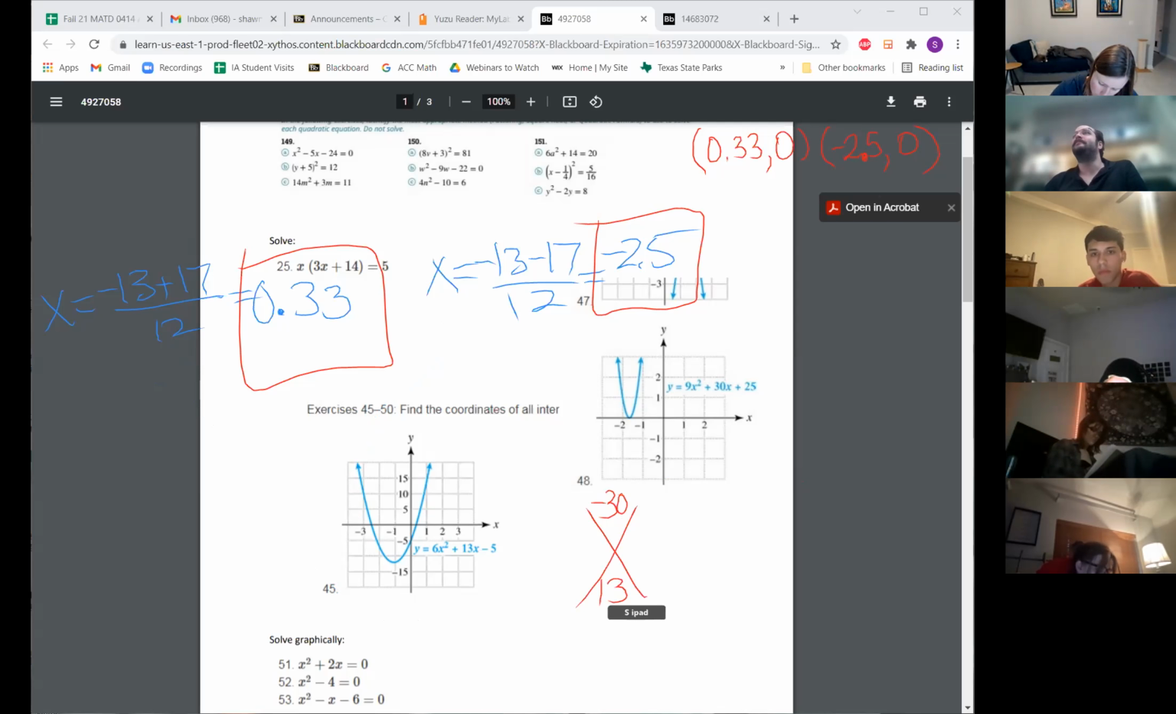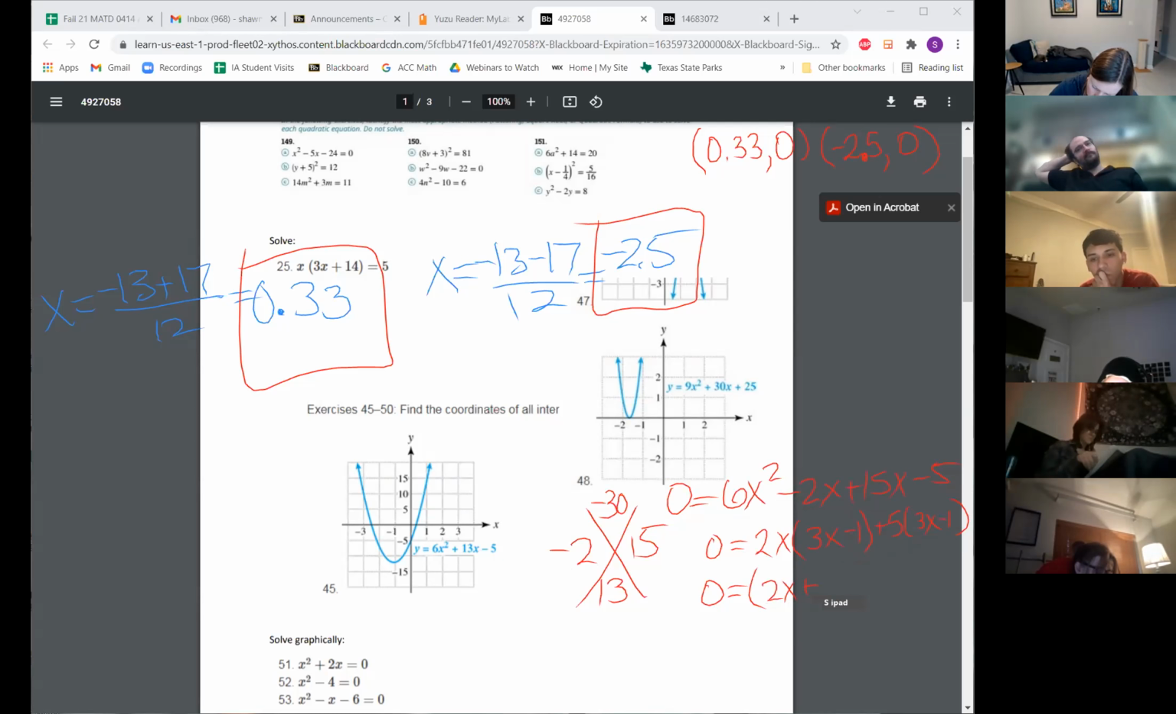So you had negative 30 on top and 13 on the bottom. So negative 10 and negative 3. Oh, wait, no, that won't work. 15 and minus 2. Yes, it works with the AC method. And then you split up the middle: 6x squared minus 2x plus 15x minus 5. And then you do your factoring. You take out a 2x, so 3x minus 1, and then you take out a 5, so that's 3x minus 1. Then you get 2x plus 5 and 3x minus 1. You're getting the same answer. So 2x plus 5 equals 0.